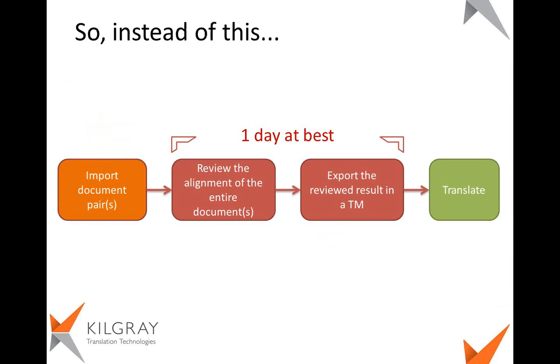So what's shown here is the traditional approach to alignment. You import the document pairs, then you review. This is how it was in MemoQ 4.2 and earlier. This is how it is with Trados WinAlign. You review the alignment of the entire document, and then you export the reviewed results in a translation memory. And you don't do it document by document. You just pull a lot of documents together and spend 1 day at best. And when you are through all this work, then you can start translating.